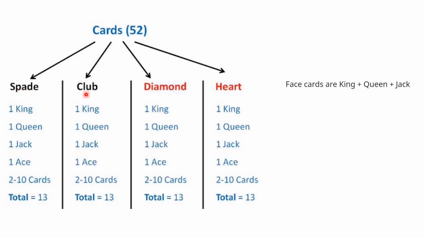So here it is divided into 4. The total number of face cards: in spade there are 3 face cards, club also 3, diamond also 3 face cards and hearts also 3 face cards. So 3 into 4, we have 12 face cards in a deck of cards.